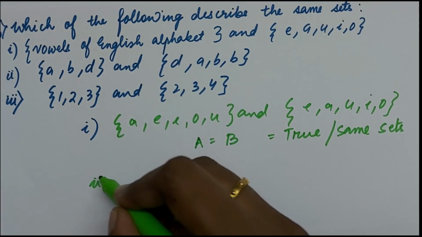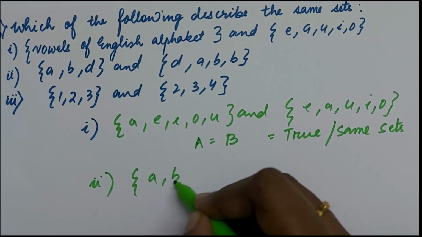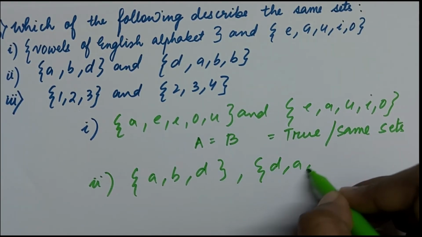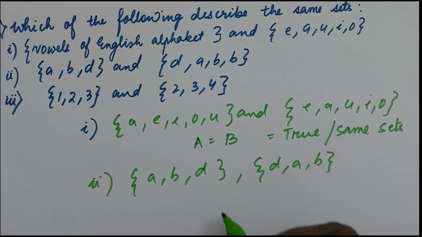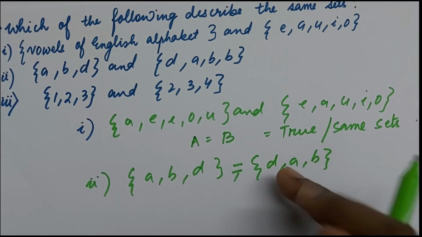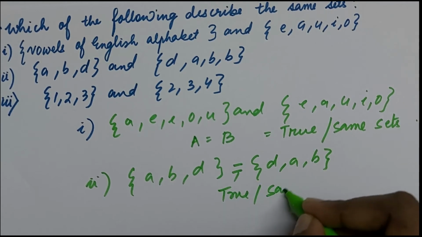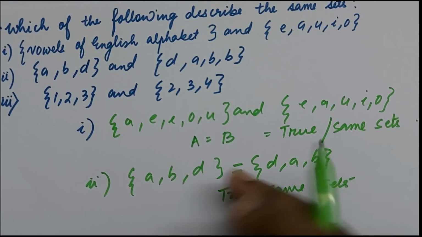Now in bit 2 you can see that we have A, B, D, and here we have D, A, B, B. So we will not repeat the element, we will check without repeating the element. So they are equal to each other. We have D, we have B, and we have A. So this is also true, they are the same set as all the elements of this set match with the other set.